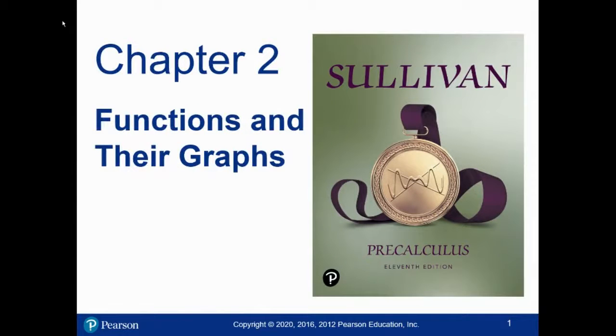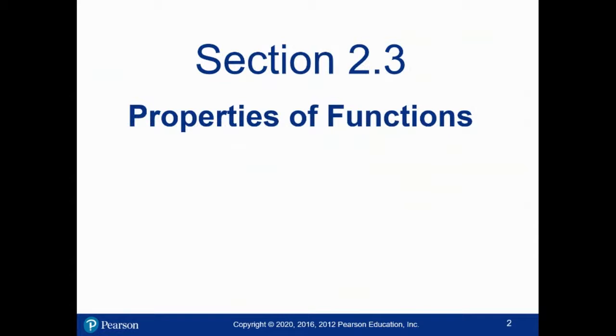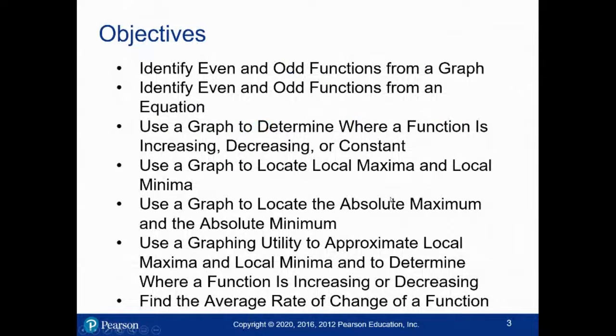Okay, continuing on with chapter 2, we're moving on to section 2.3, properties of functions. There are a good number of objectives in this section, so this is going to be split up into several videos. We want to identify from a graph what it means for a function to be even and odd, but we also want to be able to do that through an equation.